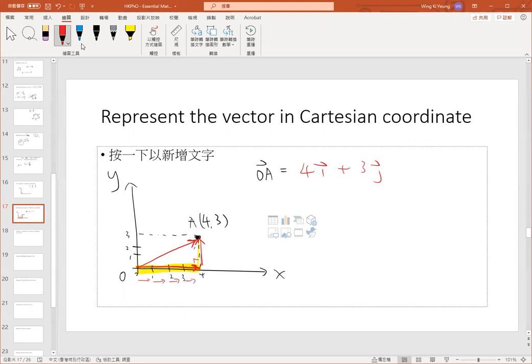And then obviously, this vector OA has a magnitude 5. You know about it by using the Pythagoras theorem. So that means you can write it as magnitude of 4i plus 3j equals 5. Then let's move on.